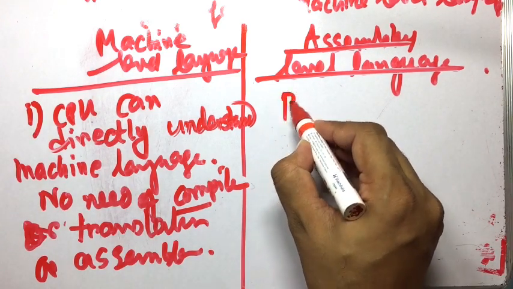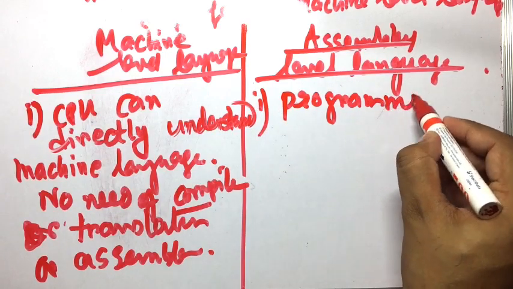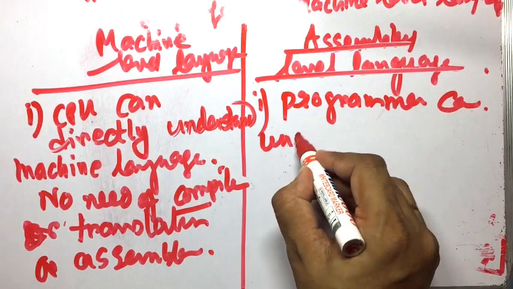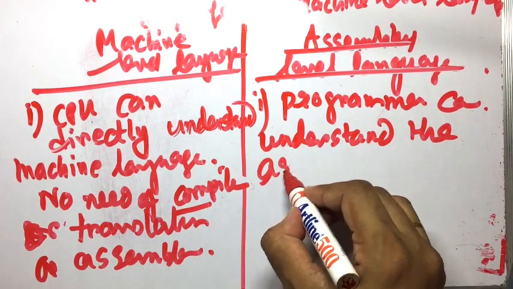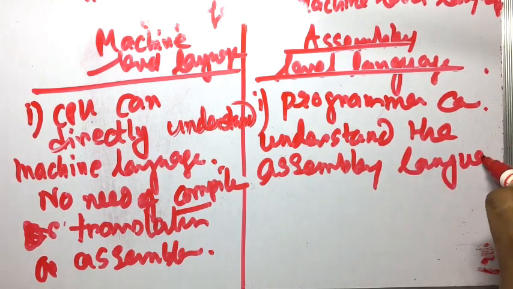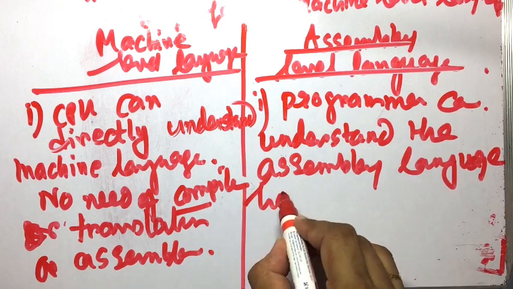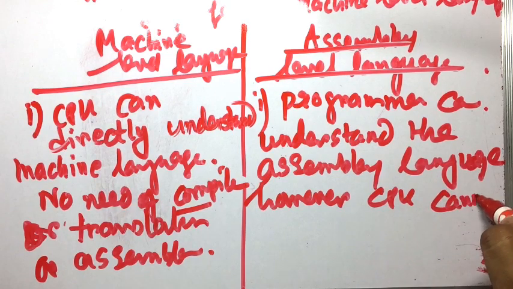Assembly level language: the programmer can understand the assembly language. However, CPU cannot, because it needs an interpreter. This is the first difference. CPU can directly understand machine language, no need of compiler or translator or assembler.